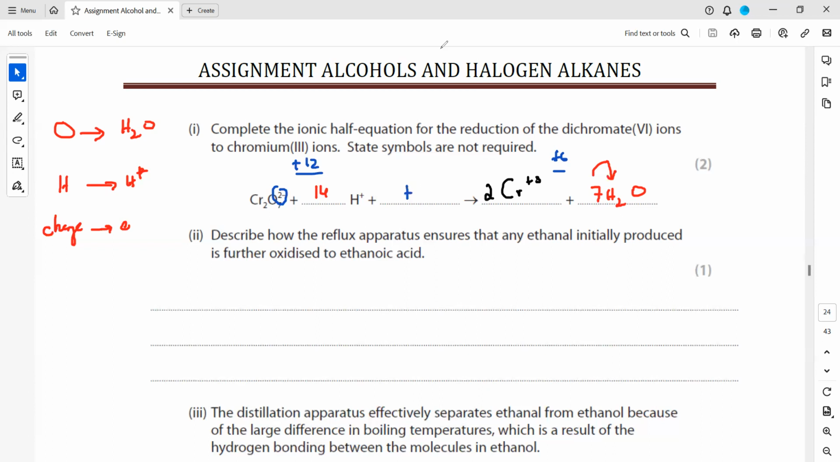By adding how many electrons? We should add 6 electrons because each electron is -1. So 6 electrons will be -6. That's why plus 12 minus 6, the net charge on the left hand side will be plus 6 and the net charge on the right hand side will be plus 6 as well. Is it clear? This is the ionic half equation for the reduction.